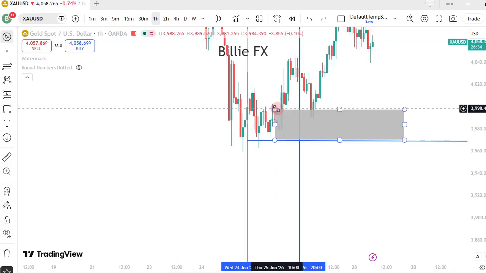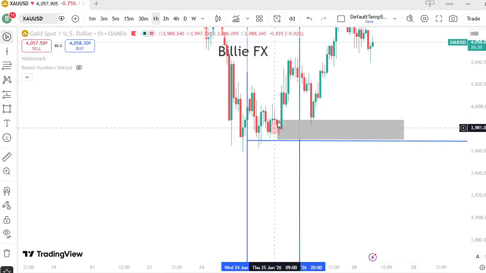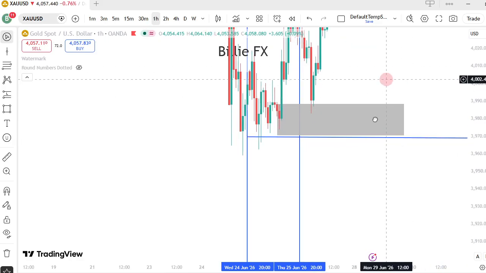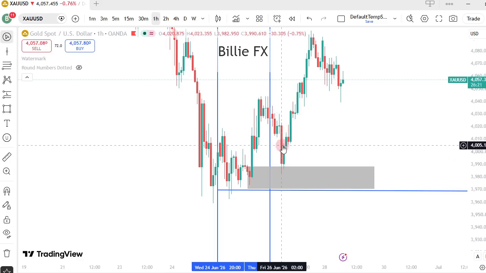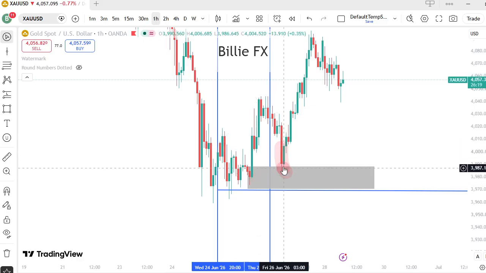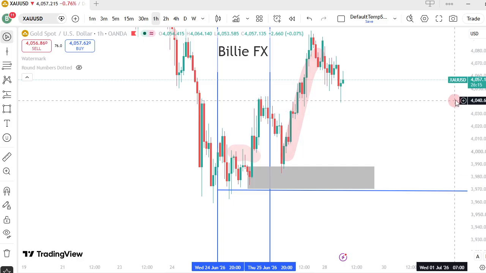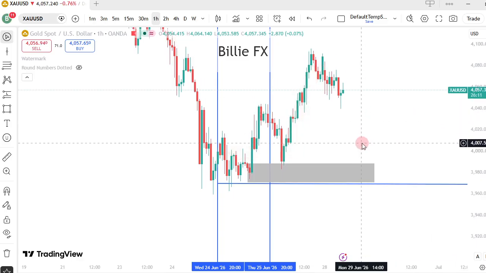But if you want to refine, you can send it to the low of the last bearish candle before the bullish move. That becomes your demand if you want to refine. But remember that if you refine, sometimes the market will not come to the area of refinement. It's just going to use the wicks over here and start moving away. Another support and resistance. We are going to talk about it in another video, right?